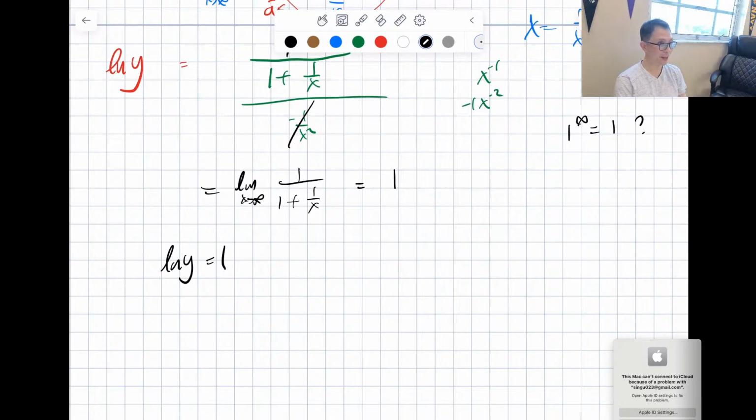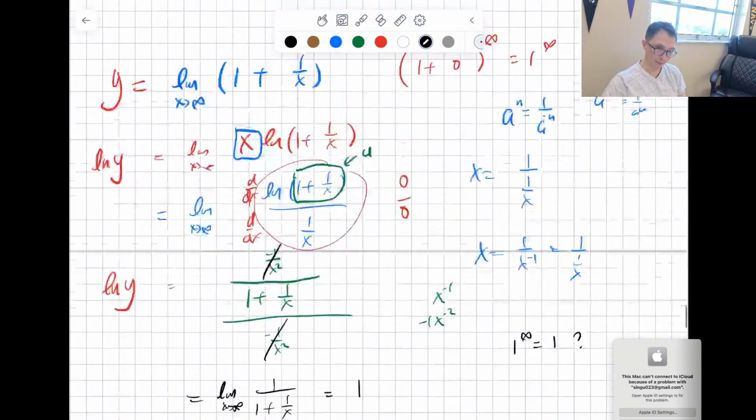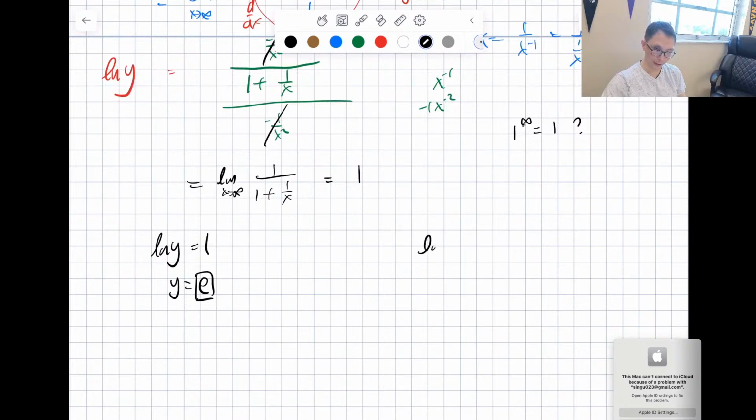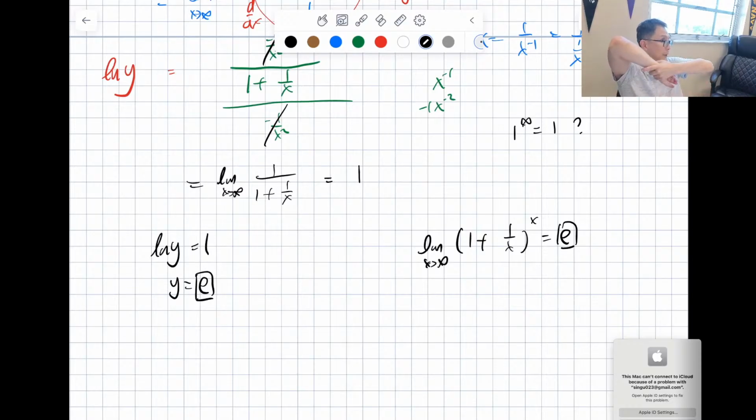It's equal to 1 on the right side, but ln y is equal to 1. So y is equal to e. So this is a definition of e. This is not on the test. But the derivative top and bottom, those are on the mock exam, and that's also on my test.